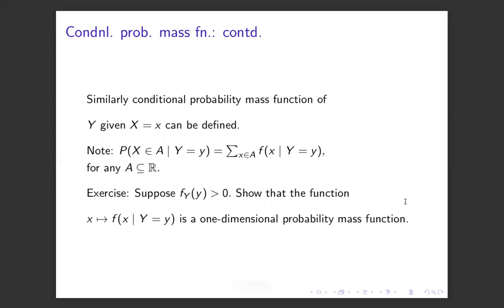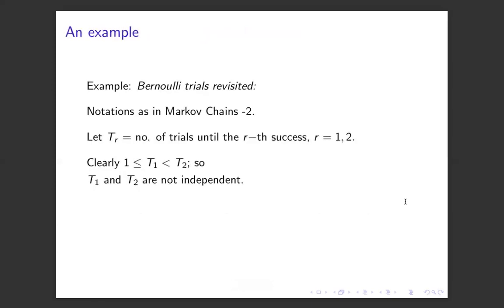So we will look at an example, Bernoulli trials, again revisited. Notations as in Markov chains 2. This means that whatever I did till yesterday after Markov chains 1 will be uploaded. It is just that I found some typos that have to be rectified. I will do it today itself.